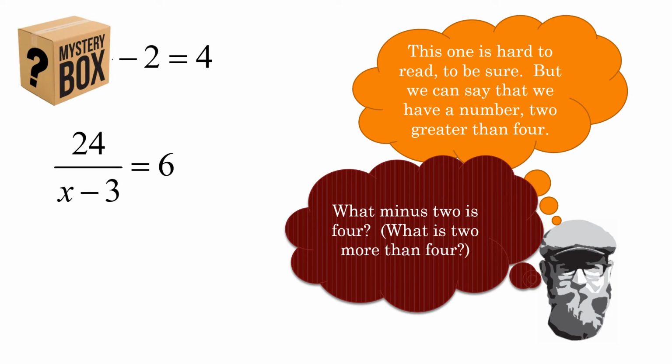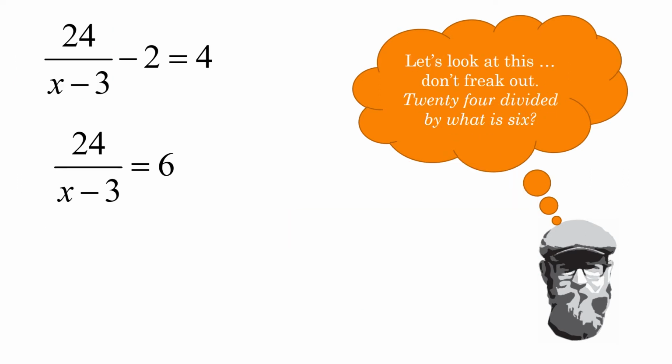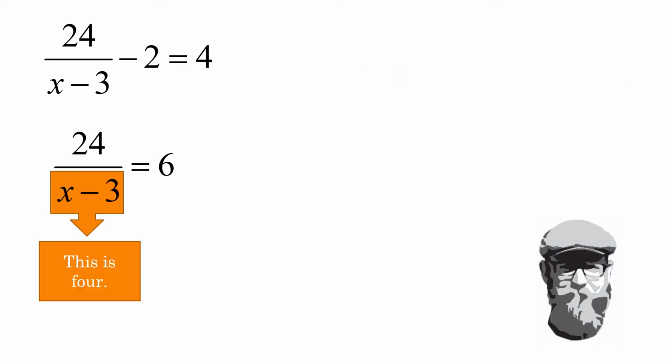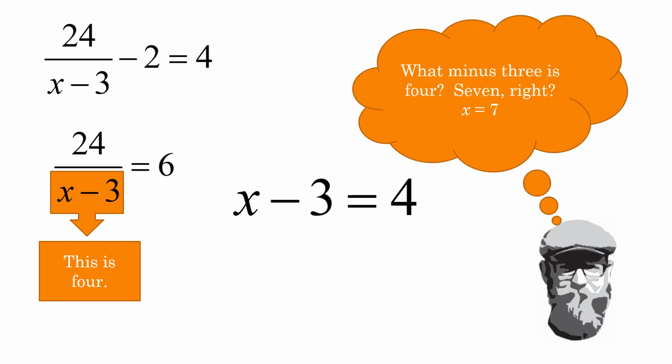Well, this is still kind of confusing and ugly. I know what 24 is, and it's being divided by something I don't know, so I'm just going to put the mystery box right there. 24 divided by what is 6? I think that's 4, right? That has to be 4. So x minus 3 equals 4? 7 minus 3 is 4. X equals 7. Now I could plug that back in right here and make sure it works.